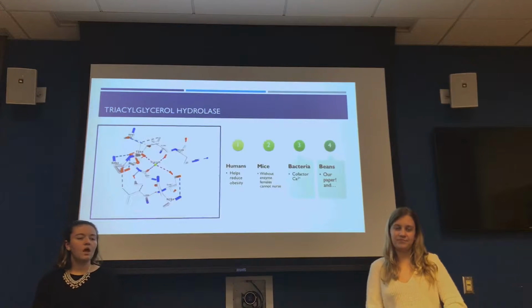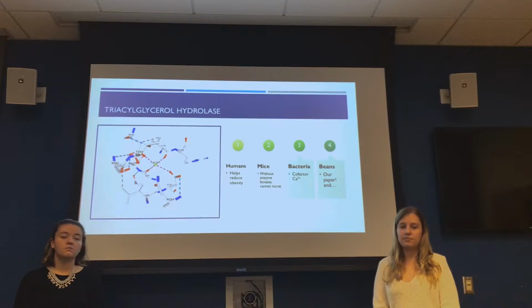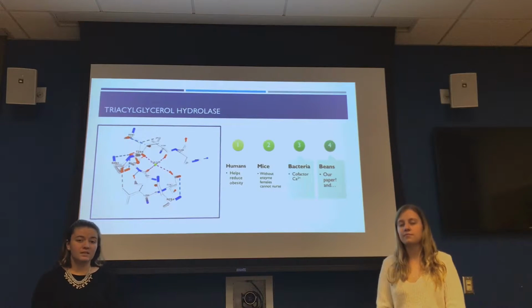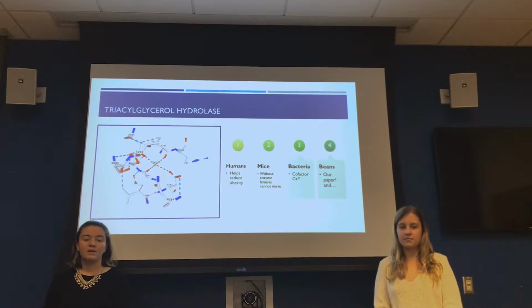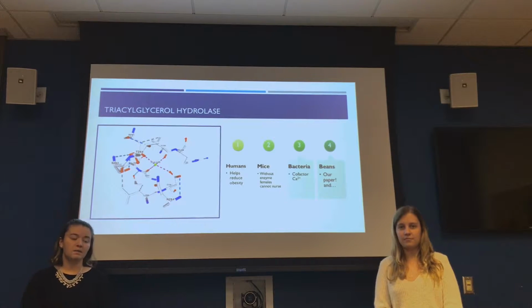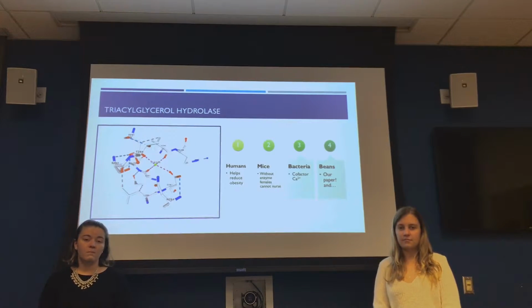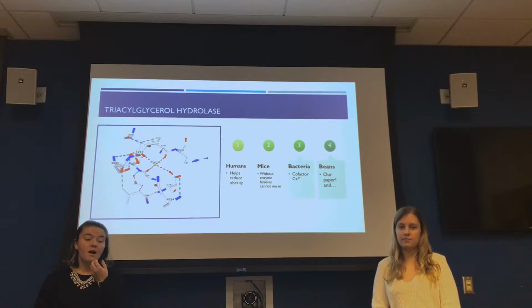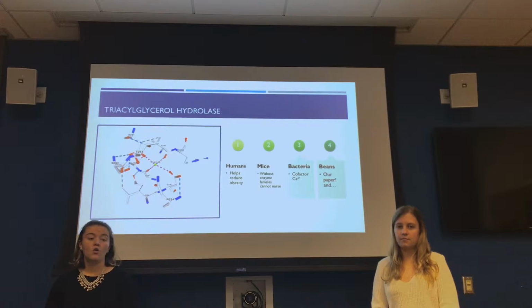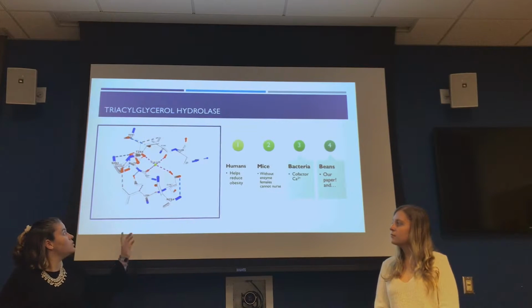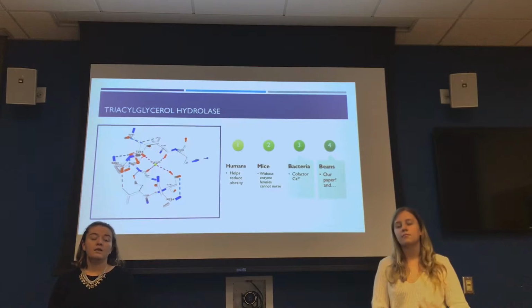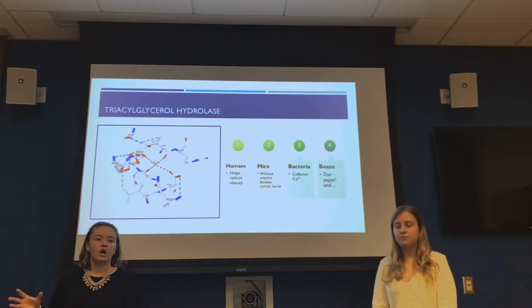So this is a slide showing some of the organisms that our enzyme is present in. First, we have humans. In humans, it helps to reduce obesity to an extent because it helps to break down fats in the body. Mice without this enzyme, particularly females, are not able to nurse because it reduces milk production. Bacteria are special in this case because they have a cofactor of calcium, and in this diagram you can see the green dot is where the calcium would bind, and this will be significant a little bit later on when we talk about our paper.